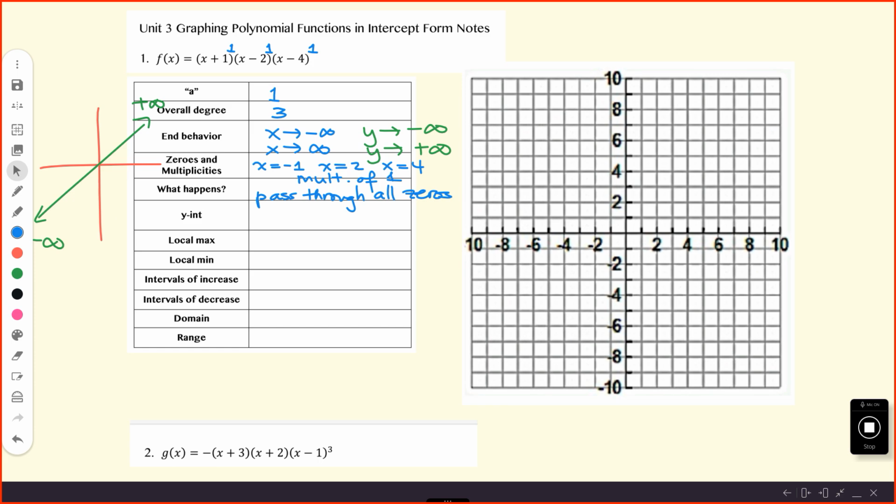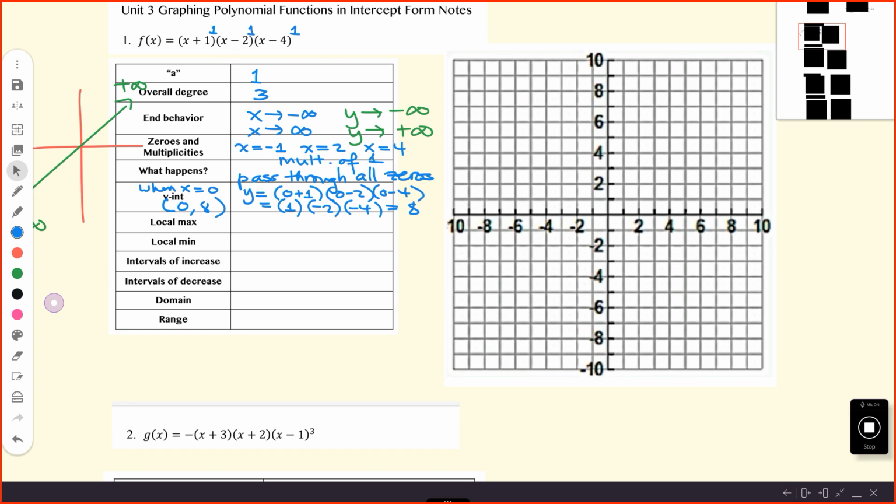Now, for the y-intercept, we know that we have a y-intercept when the x value is 0. So we can just plug in 0 for the variable x to solve for y, right? So I can write this as y equals 0 plus 1, 0 minus 2, 0 minus 4. And then just simplify. So that's 1 times negative 2 times negative 4, which is equal to positive 8. I just plug in 0 for x to solve for my y. So when x is 0, y is 8. Therefore, the y-intercept is (0, 8).